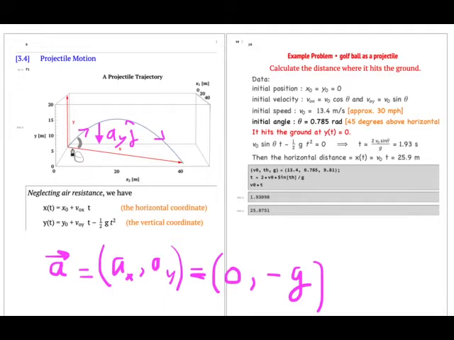And we want to know how far did it go. We want to know how far did the golf ball go before it hit the ground. So we have to have some way of specifying where it hits the ground. Well, from the picture it's obvious. It hits the ground where y is equal to 0. So let's set y equals 0.